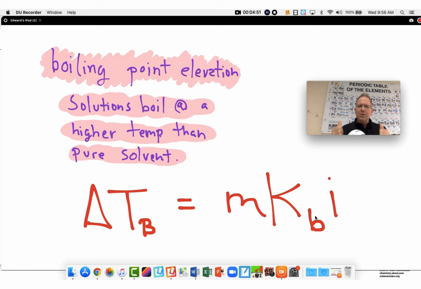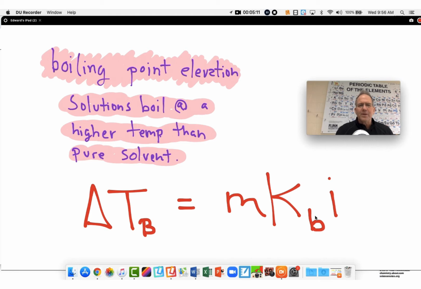So the temperature overall is going to have to be higher before it will boil. So again, interference. If you just think of it as the particles of the solute interfering with the solvent's normal abilities, you should be good to go.